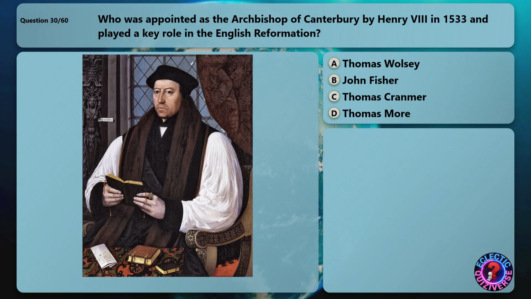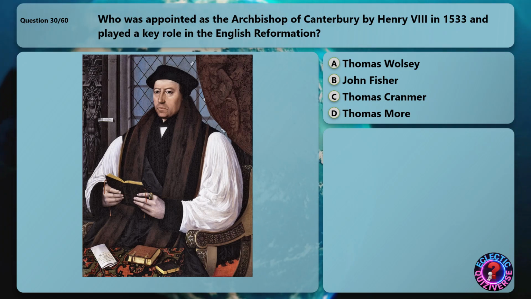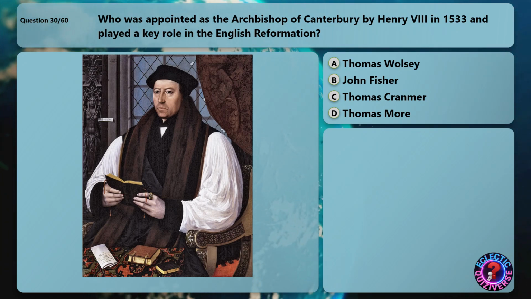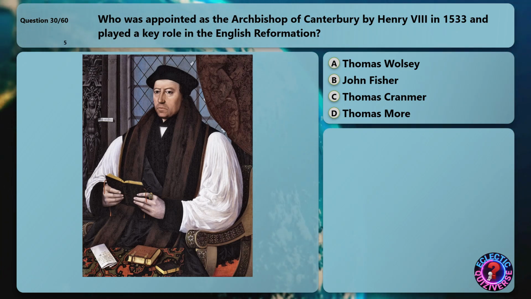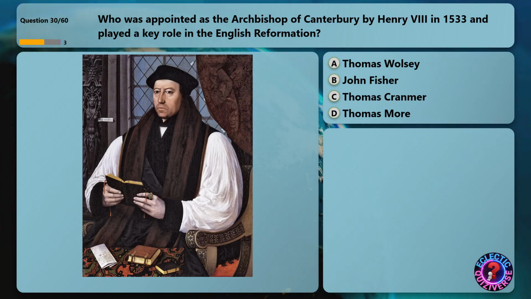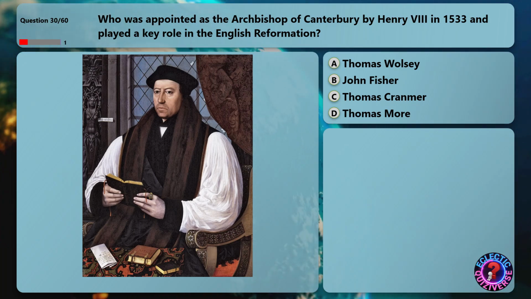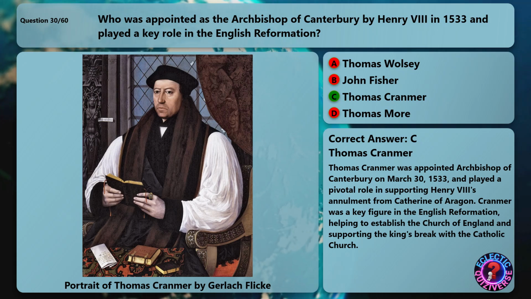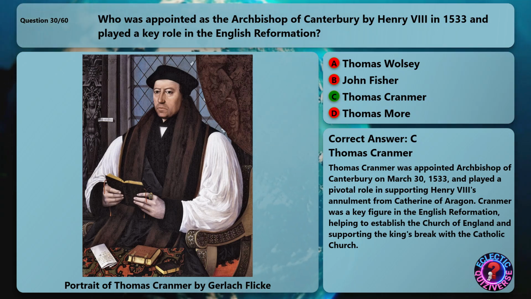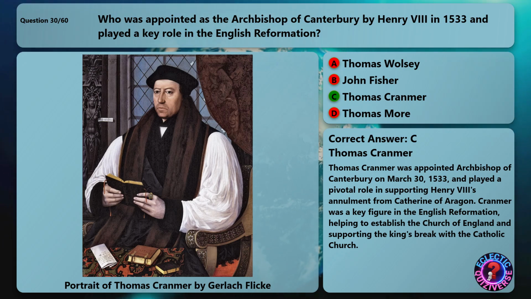Who was appointed as the Archbishop of Canterbury by Henry VIII in 1533 and played a key role in the English Reformation? The correct answer is Thomas Cranmer. Thomas Cranmer was appointed Archbishop of Canterbury on March 30, 1533, and played a pivotal role in supporting Henry VIII's annulment from Catherine of Aragon. Cranmer was a key figure in the English Reformation, helping to establish the Church of England and supporting the king's break with the Catholic Church.